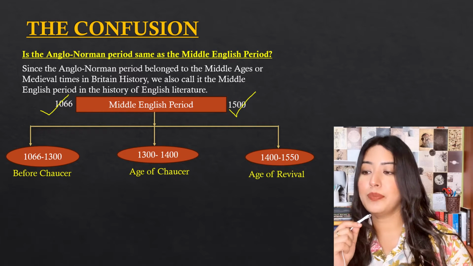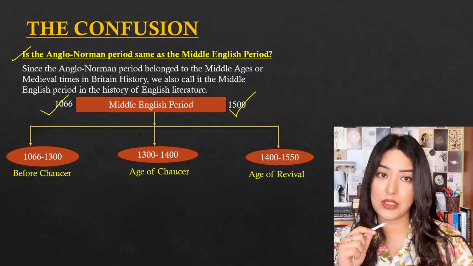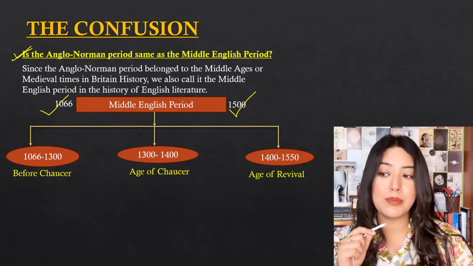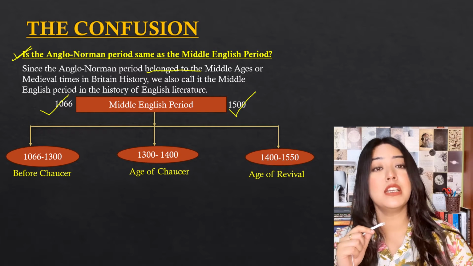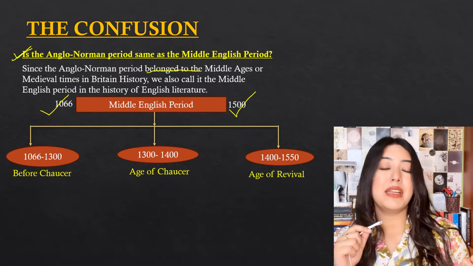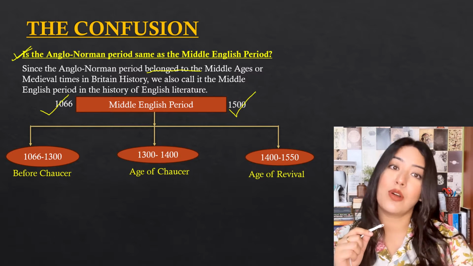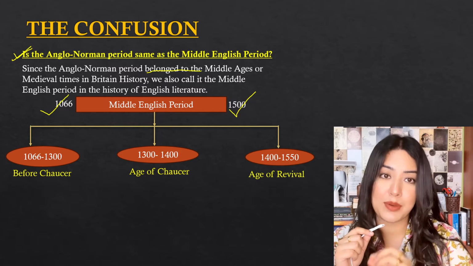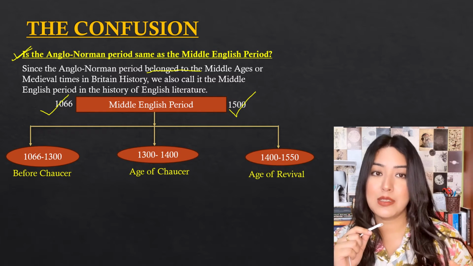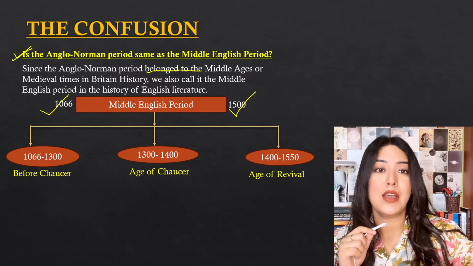So is the Anglo-Norman period the same as the Middle English period? That's the question we asked. Since the Anglo-Norman period belonged to the Middle Ages or medieval times in Britain's history, this whole age is known as the Middle English period or the Middle Ages. Throughout these centuries, the Normans were ruling England. The Normans were present in England. This French influence was prevalent in England. That is why we refer to it as the Anglo-Norman period, when they were ruling.